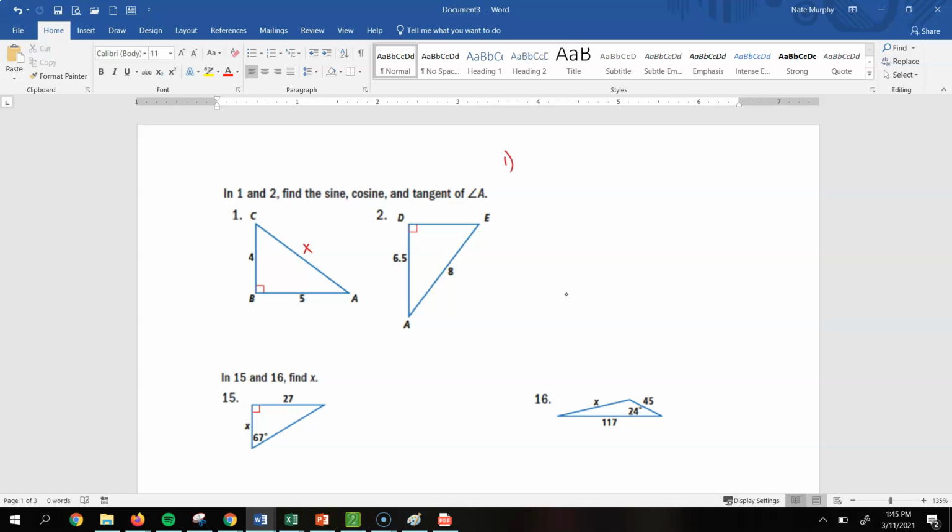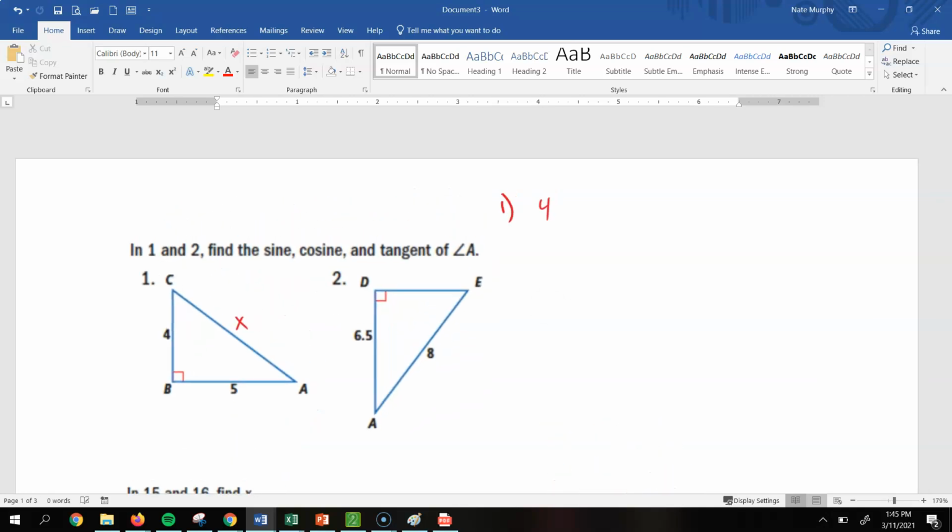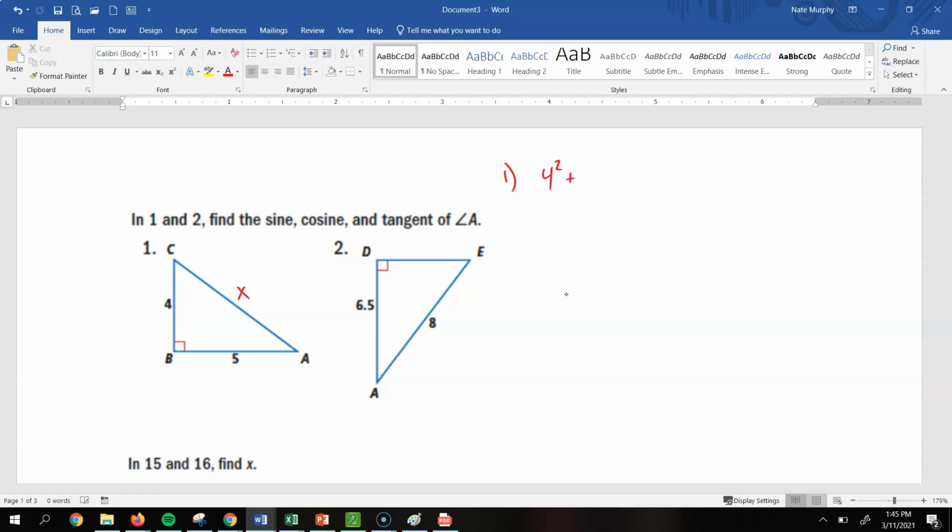And so to find that, it would be a squared plus b squared equals c squared, or we can look at it as 4 squared plus 5 squared equals x squared. And 4 squared plus 5 squared, 16 plus 25 would be 41. So we'd have 41 equals x squared. And so I could take the square root of both sides, and I would get x equals square root of 41.